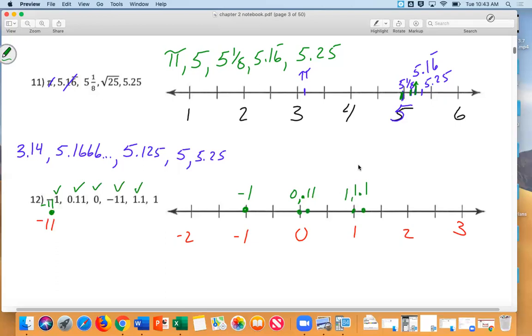So now I need to write my numbers from least to greatest. Let's start out with the number furthest to the left. That was negative 11. Then going right, we run into negative 1 first, then 0, then 0.11, then 1, then 1.1.